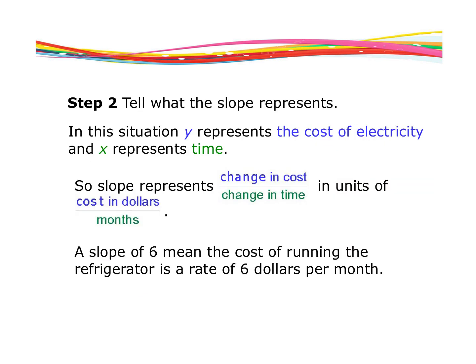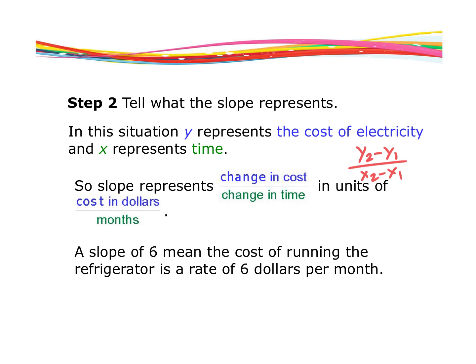Now, from the previous slide, it says to tell what the slope represents. In this situation, y represents the cost of electricity and x represents time. So in this case, remember the slope is always a change in y. So y2 minus y1, change in y, over x2 minus x1, change in x. So if the y is the cost of electricity, the slope would represent the change in the cost of electricity, and then since the x is the time, it would be the change in time. So in the units of dollars and months, as we see in the last slide of the graph.